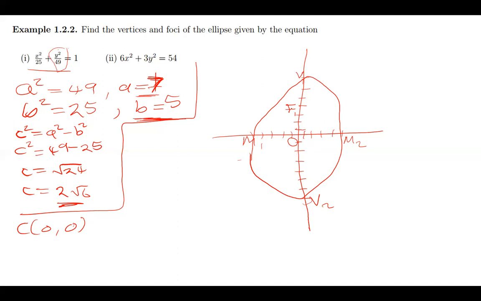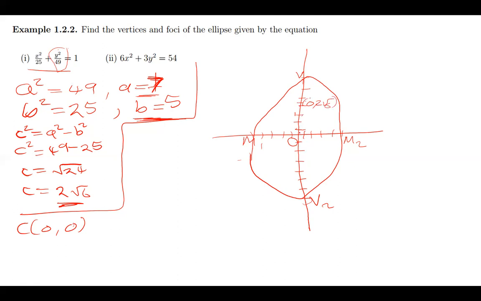So I'll approximate my focus to be there. 2 root 6 is approximately 4 point something, or close to 5. So 1, 2, 3, 4. Let me put it somewhere there. I'll approximate my focus to be somewhere there. So this is going to be (0, 2 root 6). I'm sure you're able to see what I've written. This is (0, 2 root 6).